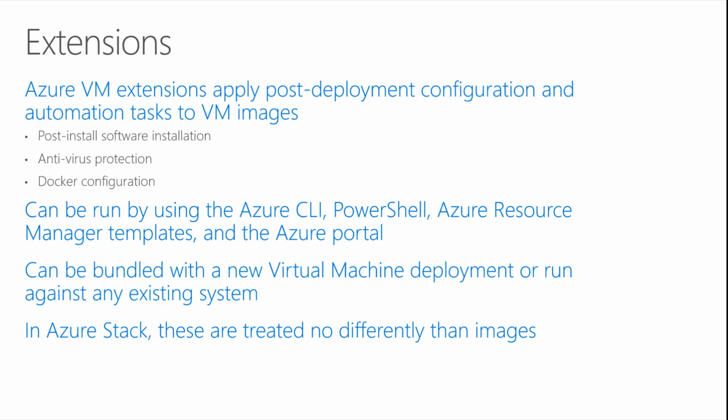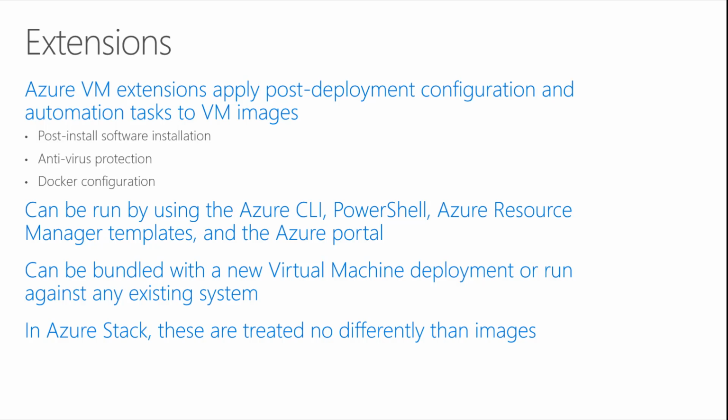Instead, let's change our thinking here. So if we allow a VM extension, which can do post-deployment configuration automation tasks, then we can do things like install things during the deployment of this. We could have antivirus added. We could have Docker configuration. We can do this stuff inside the box while we're doing automation to the VM image, which is outside the box. So we're combining these two worlds together through a single deployment.